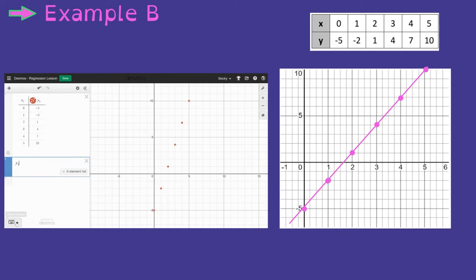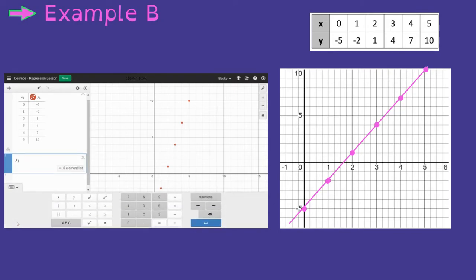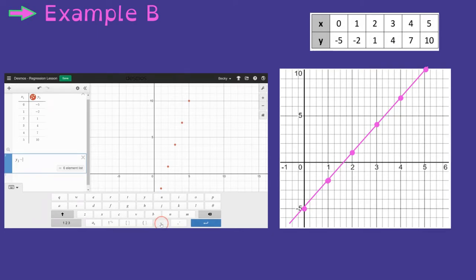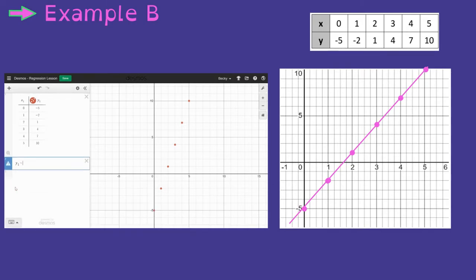If you don't know where that is on your keyboard, you can use the one that Desmos provides for you. Just make sure you click on the ABC button, go across the bottom, just past the braces on the right, and hit the little approximation. Now I'm going to go ahead and close my keyboard out of the way. Then I'm going to do m for our slope, and then I'm going to do x.